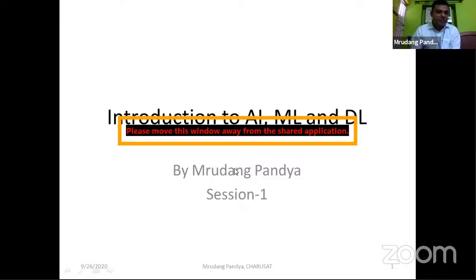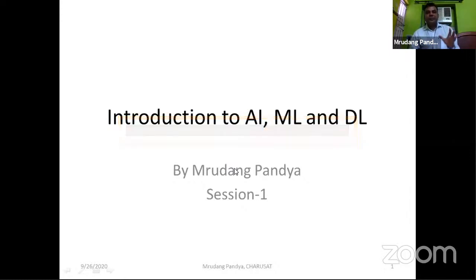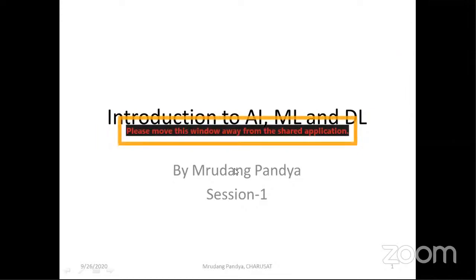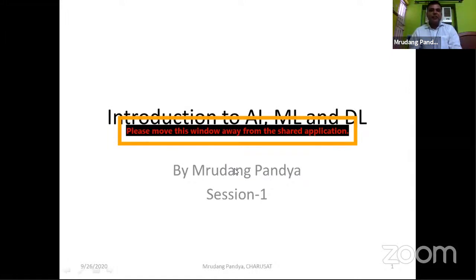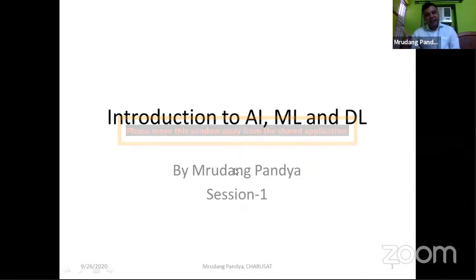Intelligence is basically the ability to understand, think, and learn. Three things: ability to understand, ability to learn, and ability to think. This is how you can define artificial intelligence. Artificial is a non-natural thing, so the goal of artificial intelligence is to make a non-natural thing that can learn, understand, and think. This is the basic goal of artificial intelligence.